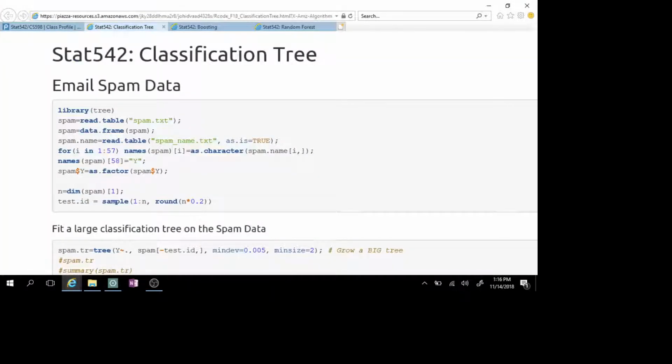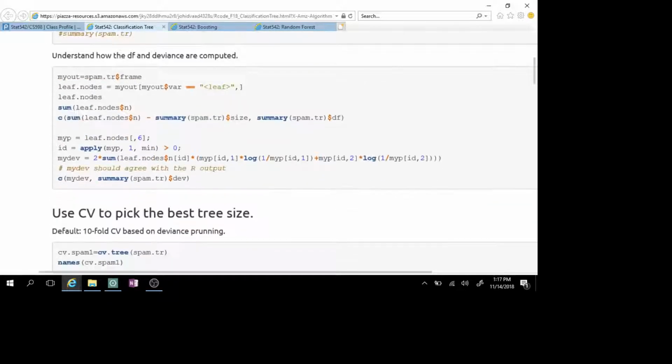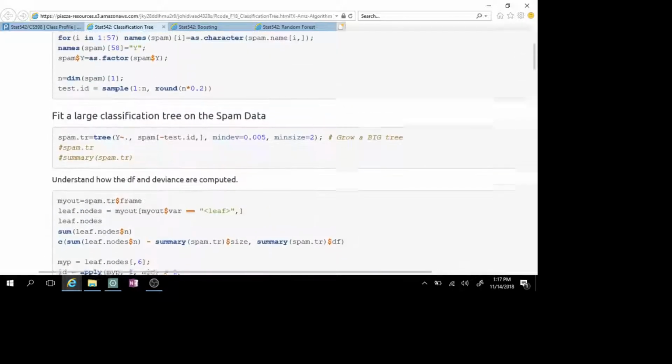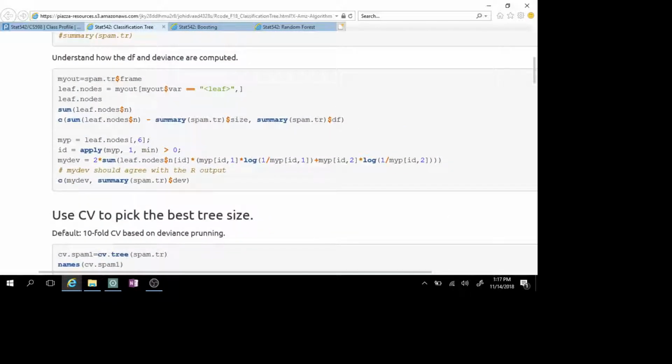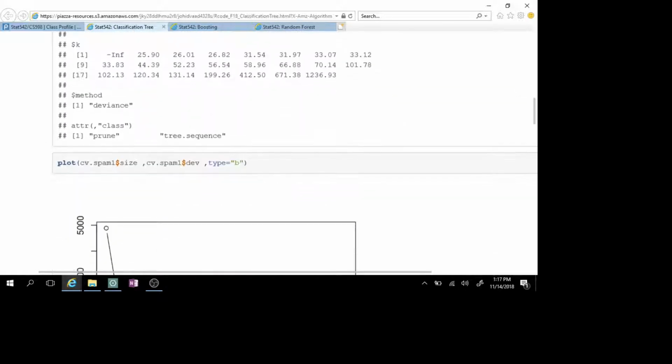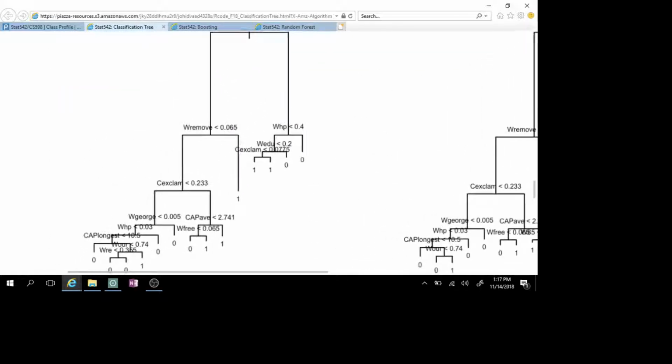So I attached the R code for analyzing the spam data. When I talked about the regression tree, I think I used a different package called rpart, for recursive partitioning. But here I use the tree package, and they are very similar. You can check. I'll leave this as an assignment for you to read and figure out by yourselves how to use this package to fit a classification tree. So let's just look at one of the trees, which is here.